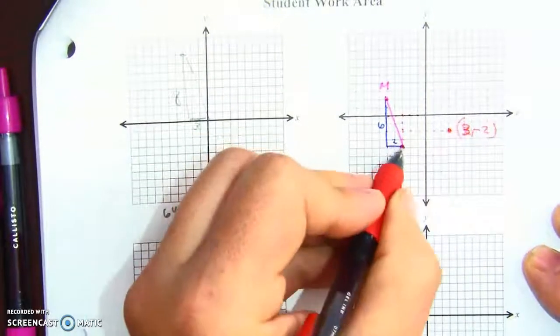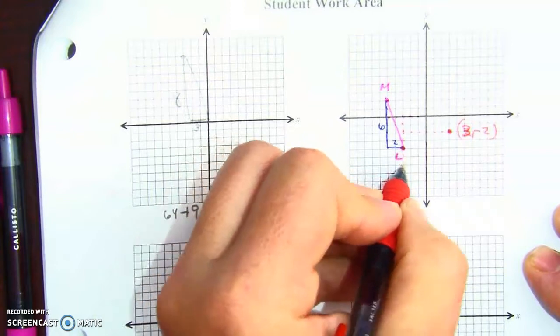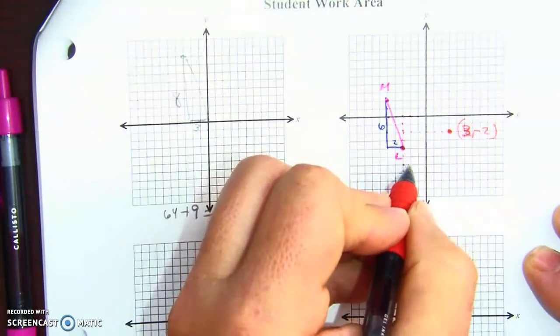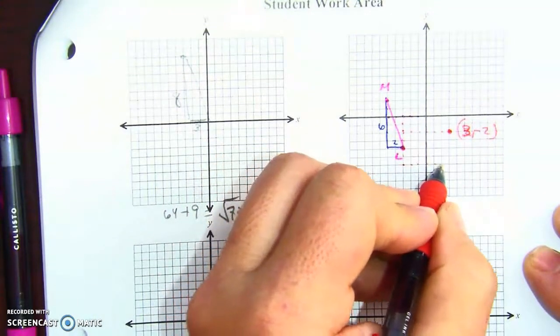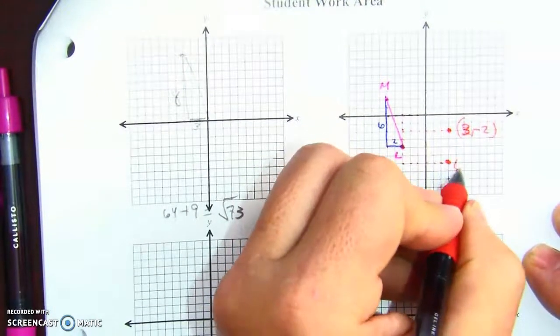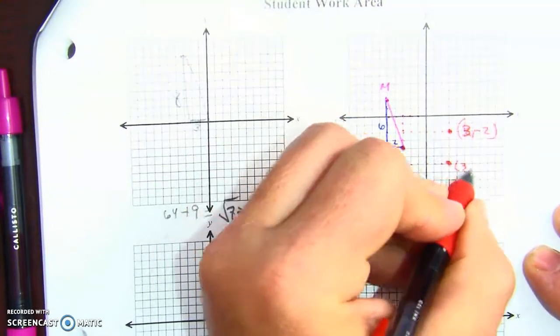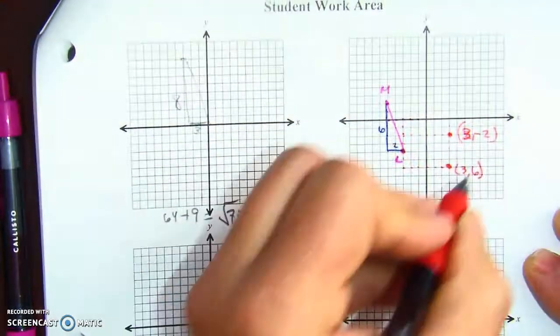Okay, so we can do the same thing here. We're going to go down 2 from here, 1, 2, and then we're going to go over 5. 1, 2, 3, 4, 5. I'm sorry, 6, and this would be our point here, which would be again 3, comma, and we're going to go 1, 2, 3, 4, 5, 6, negative 6.